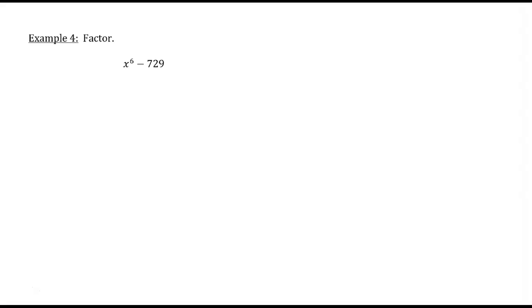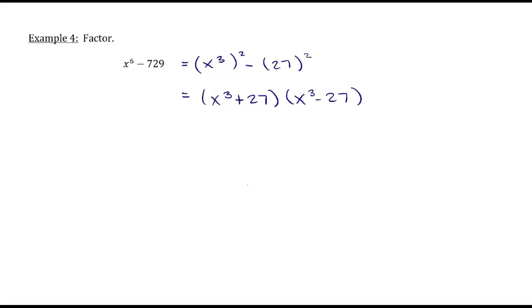Looking at this next example, we could actually write this one as the difference of cubes or the difference of squares. I'll write it as the difference of squares. That's x cubed squared minus 27 squared. So with our a as x cubed and our b as 27, this difference of squares will factor as x cubed plus 27 times x cubed minus 27. Now check both of these factors.